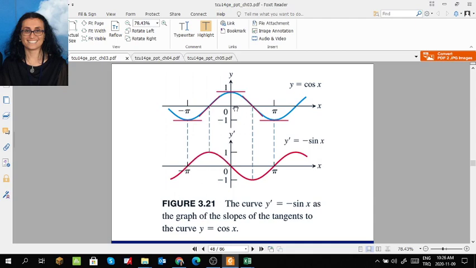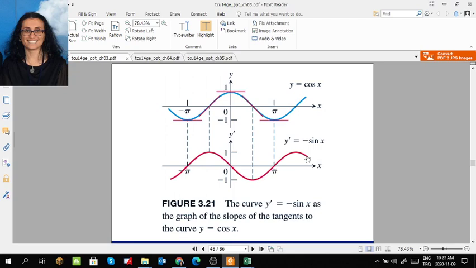On the other hand, between 0 and pi, the function is decreasing. Decreasing means the derivative is less than 0. Negative slopes mean the derivative of that function, which is negative sine x, is going to take negative values. So between 0 and pi, we already fixed the values at 0 and pi to be 0, but in between, the values are going to be negative. So you continue like that and you end up with such a graph.